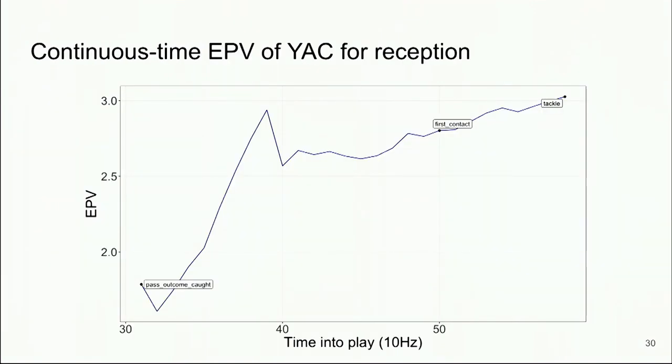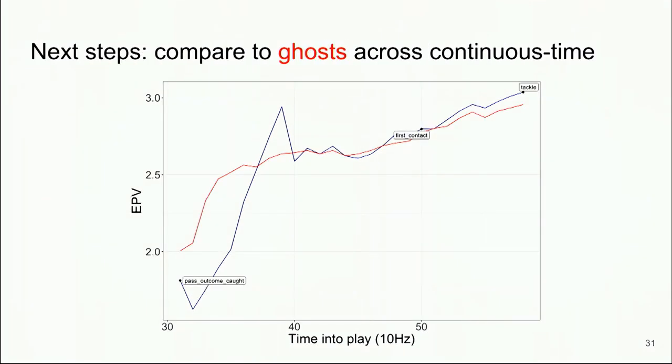So what I could do is compute the full continuous time EPV curve from the moment of catch. I'm being lazy here. Again, I'm not thinking about all the other models I needed to do prior to the catch. But starting at the moment of catch, what is the change in expected value given distribution estimates for the YAC for the receiver based on the observed information? And I can see this big increase and then a leveling off in a certain way. Now what I could do is imagine changing the defender, that nearest defender, and computing the EPV for the ghost defenders.